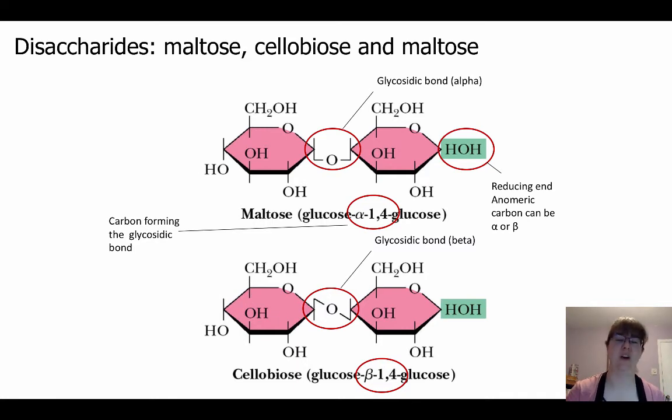So for those of you who are trying to figure out what it was, maltose is when you have two glucose molecules together, but they're using the alpha form. And cellobiose is when you have that same general idea, but then we have a beta linkage. So maltose has an alpha linkage, which means that anomeric carbon was in that alpha position. Cellobiose then had it in the beta position.